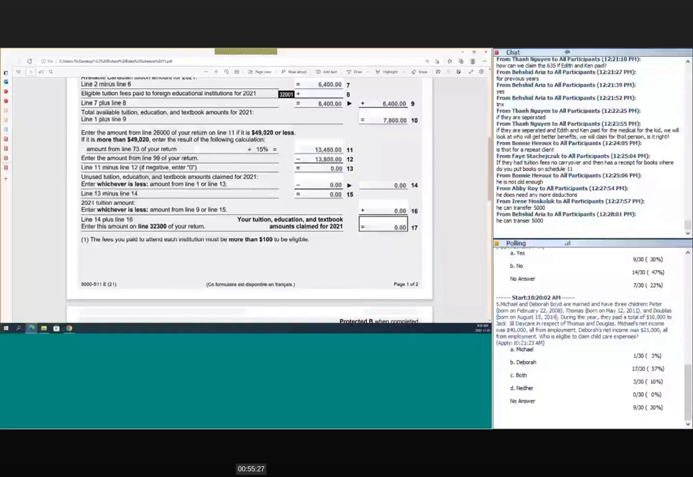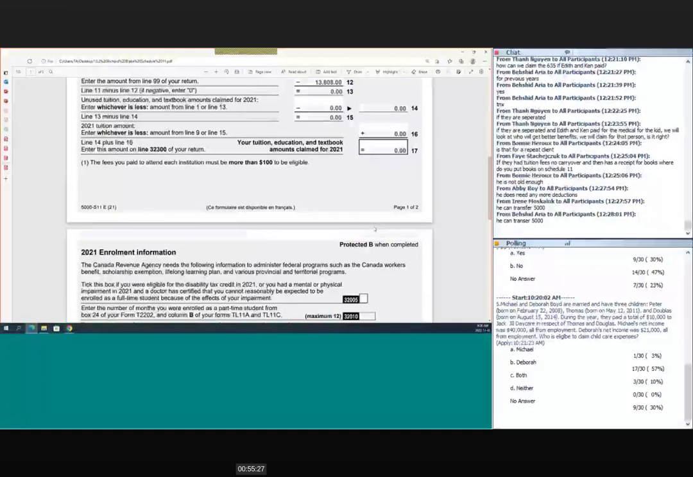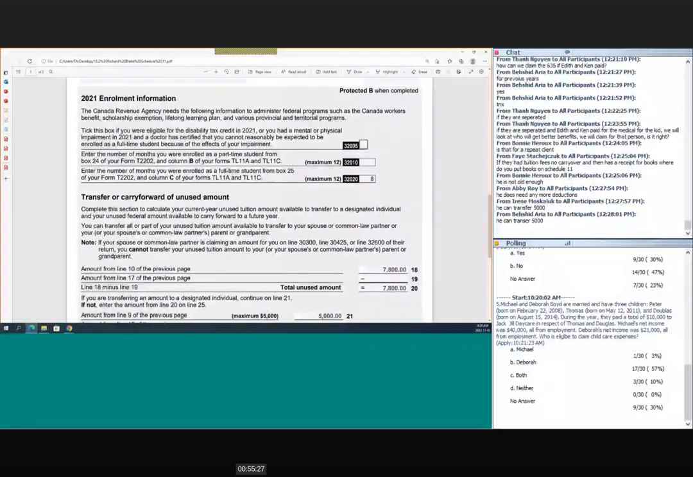Therefore, what is the amount? Zero. Enter whichever is less, the amount from 9 or 15. So what is line 9? 9 is 6,400 and 15 is zero. The lesser of that is zero. So the amount of tuition that he needs to claim is zero. Then we go to the next part of the form. They want to know his enrollment information. In this case, he doesn't have a disability or infirmity. He was in school full-time, so 8 months full-time.